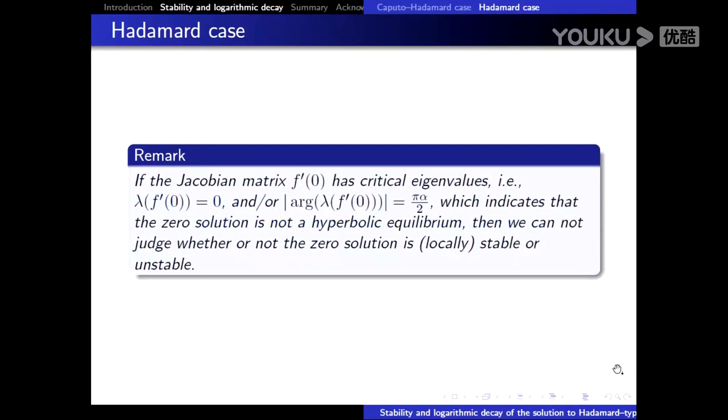We have the same remark for the capital case, for the system 2.2. If the zero solution is not a hyperbolic equilibrium, then we cannot judge whether the zero solution is locally stable or unstable.